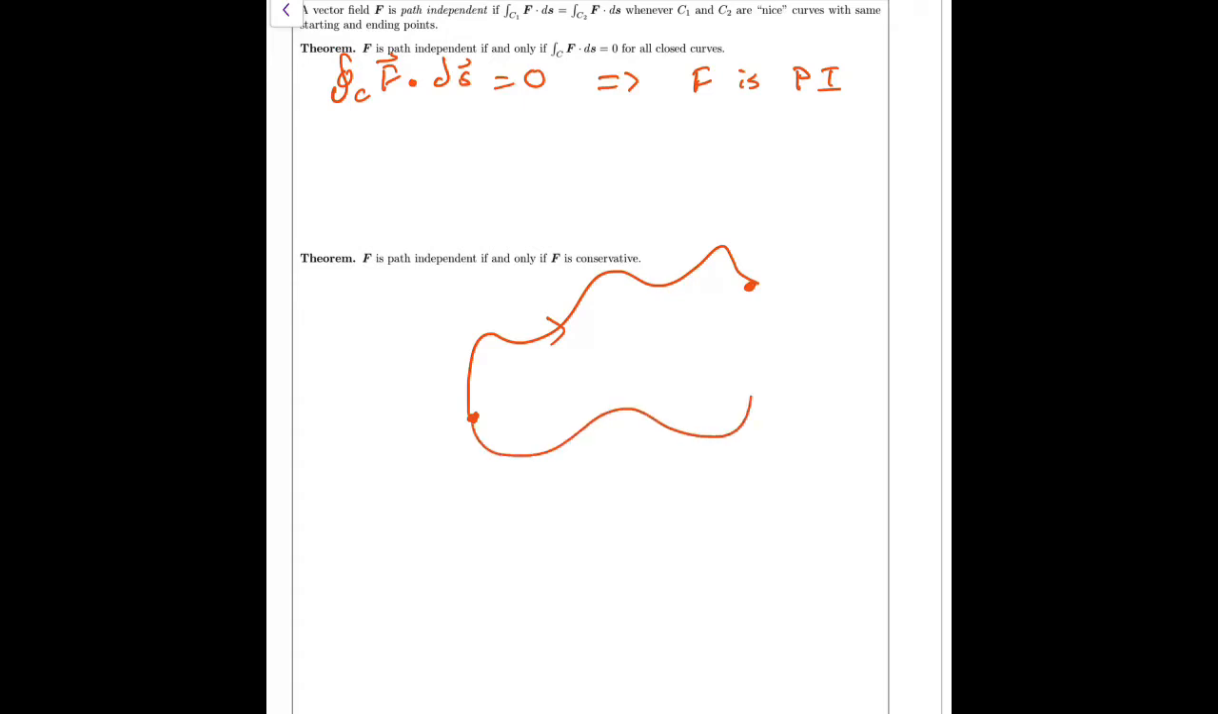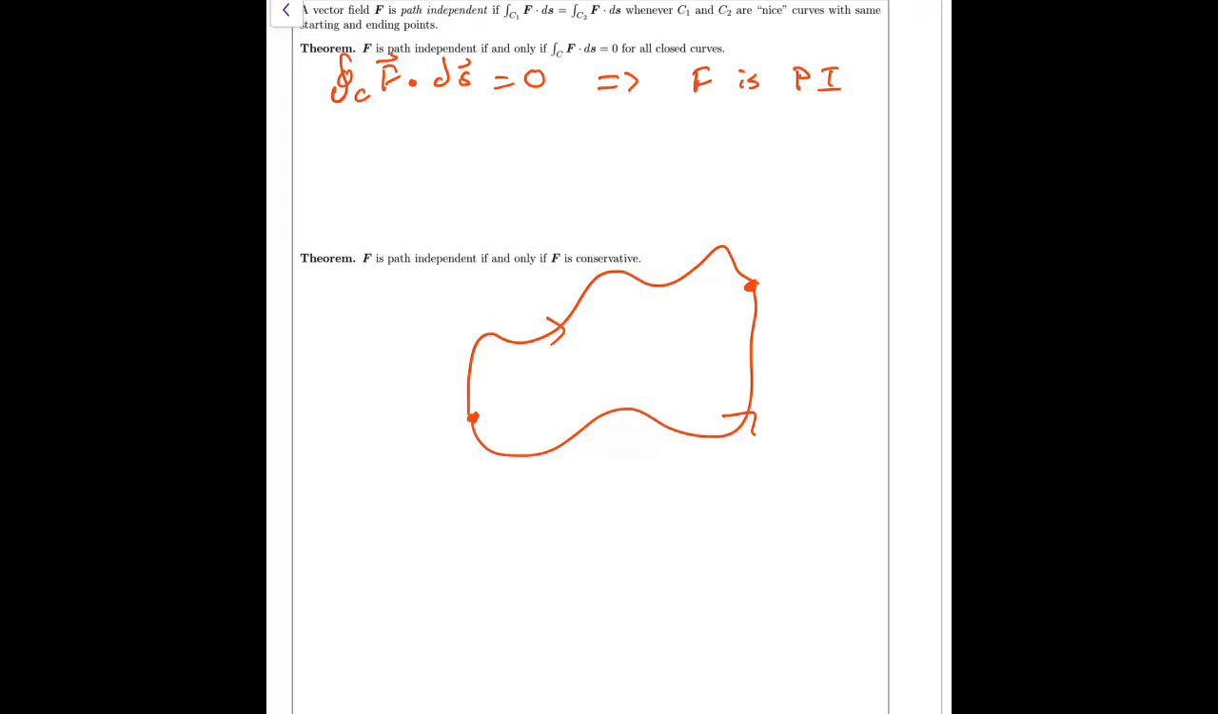Okay, in this video, I'm going to show the other part of this theorem, which is if the line integral of f over every closed curve is equal to 0, this implies that f is path independent. So in other words, given a point here and a point here and a path going from this point to that point, let's say with that orientation, and another one again with that orientation, so they're both starting at the same point and ending at the same point, what I need to do is to show that both of the line integrals of f over both of those curves are equal.